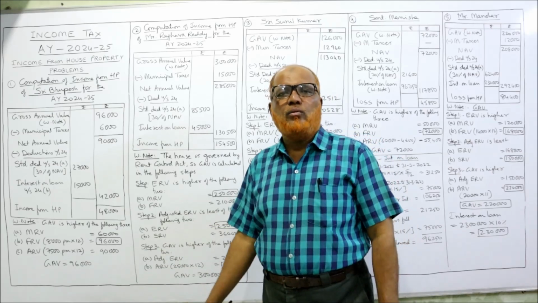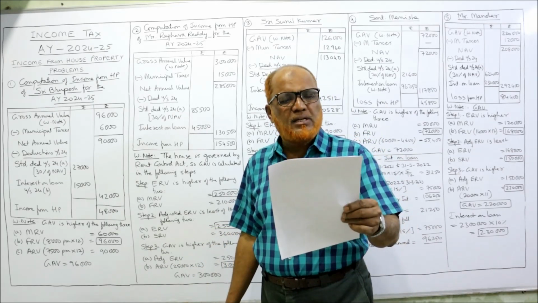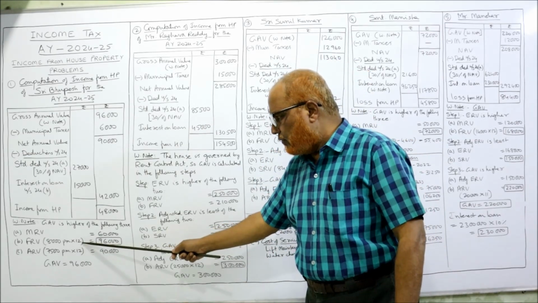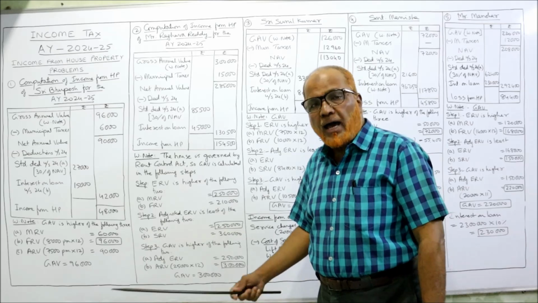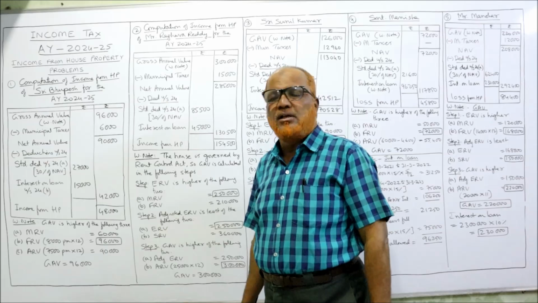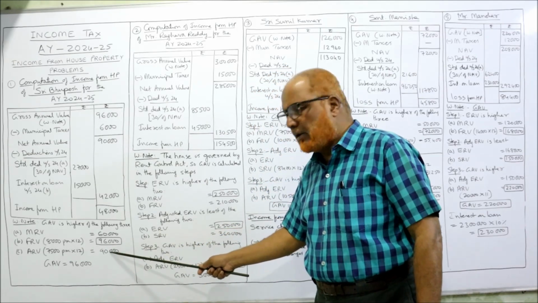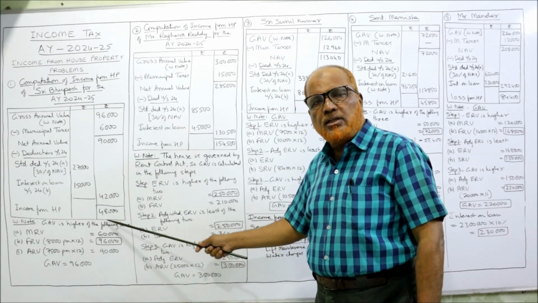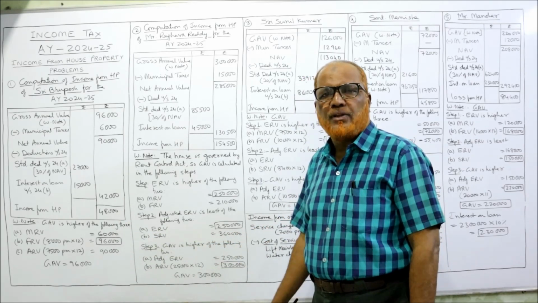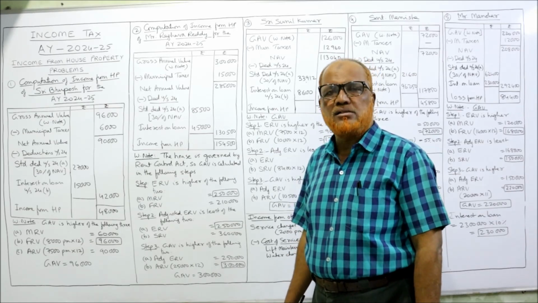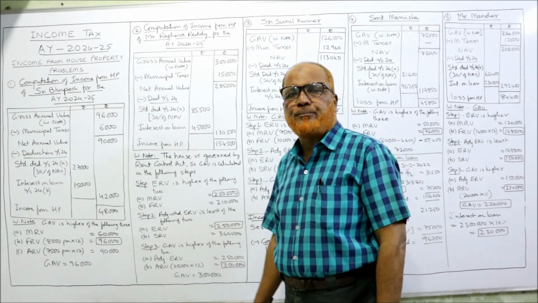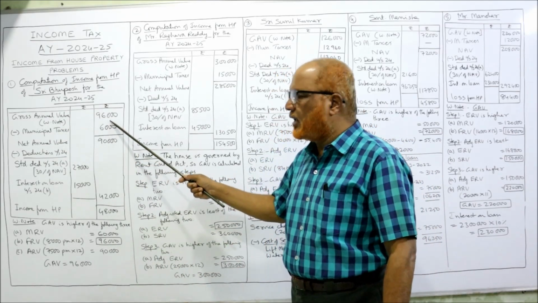And fair rental value, rent of similar building, it is given in the problem, 8,000 per month. So 8,000 into 12, 96,000. Actual rental value, at what rent it was given? 7,500. So 7,500 per month into 12, 90,000. So the higher of these three amounts, 60, 96 or 90, whichever is higher, that is the gross annual value. So in our problem, 96,000 is higher. So we got the gross annual value 96,000.